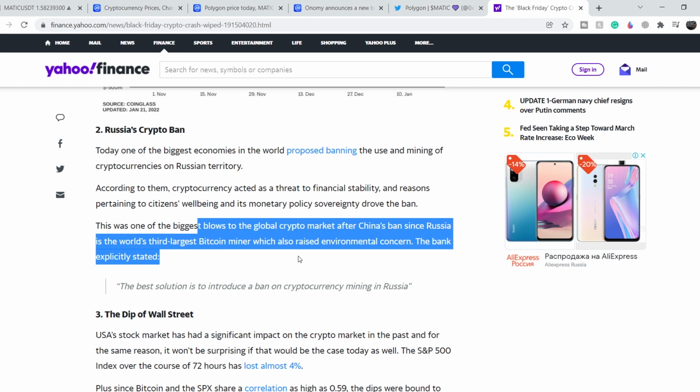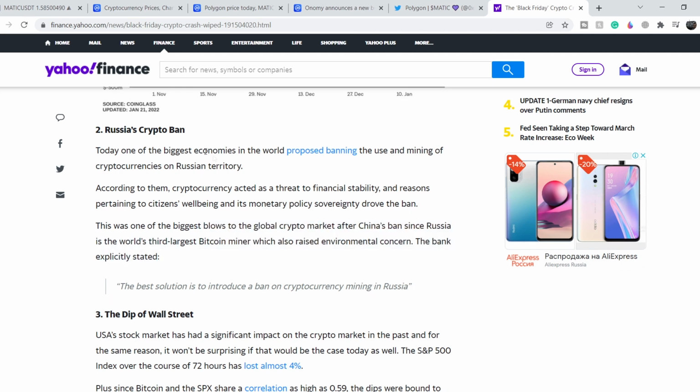The bank explicitly stated, the best solution is to introduce a ban on cryptocurrency mining in Russia. And I have to say that, yes, we have this news, but it is only a proposal to the government to make this type of actions. It is not the real action. We are not banning the cryptos.